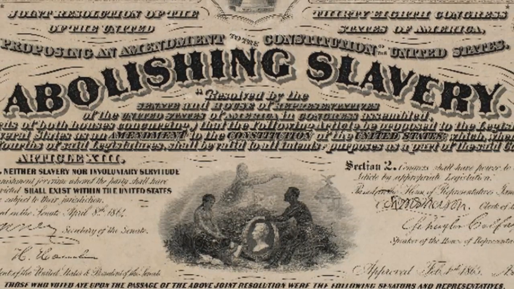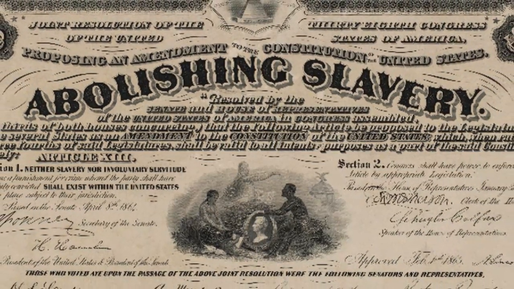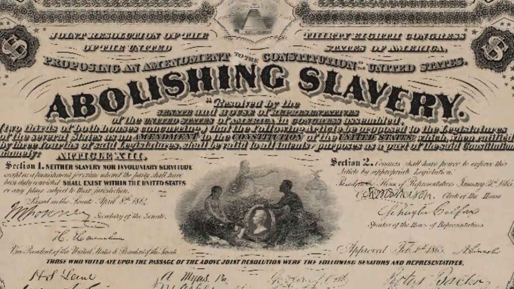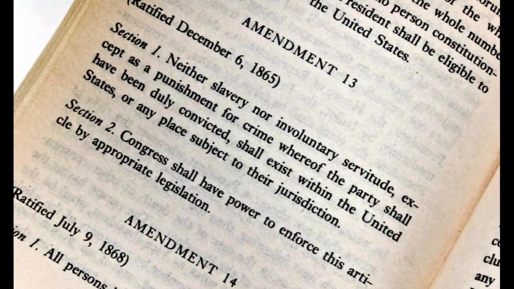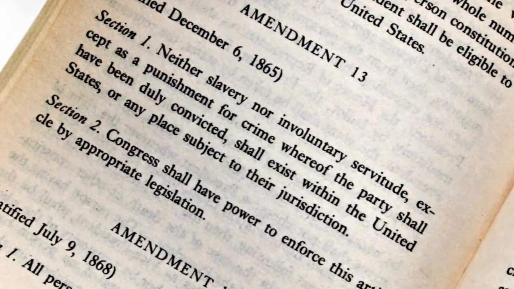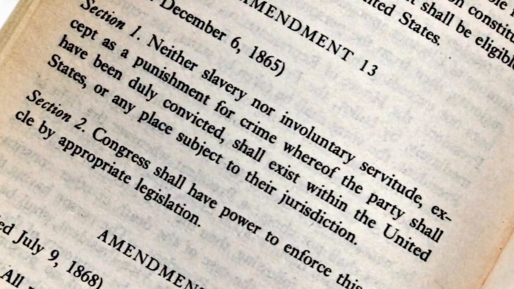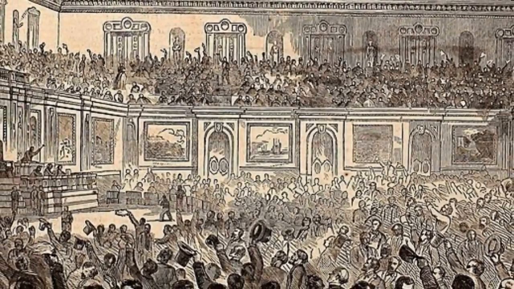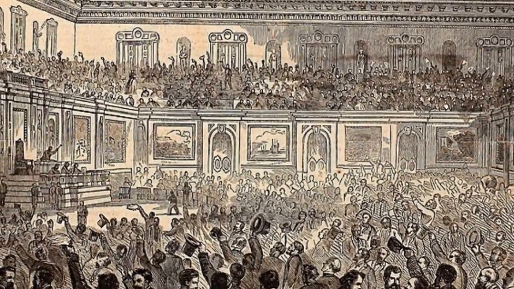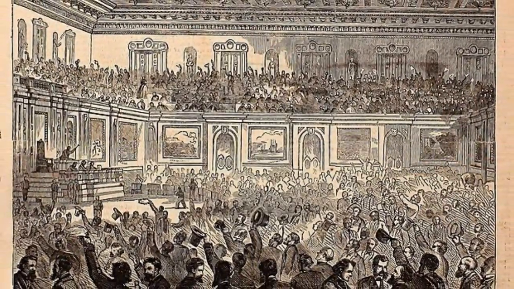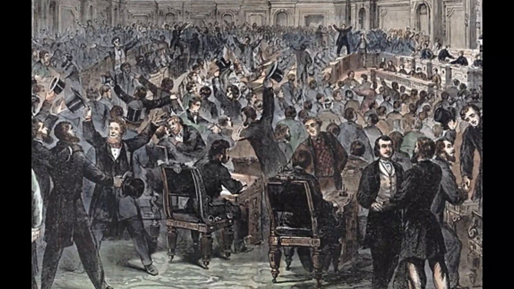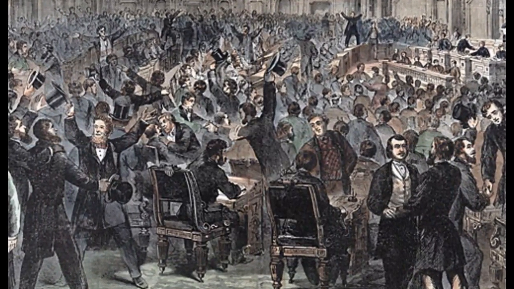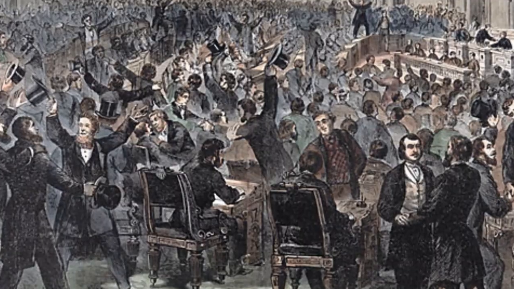The Civil War did not officially end slavery, but it did lead to the passage of the 13th Amendment to the U.S. Constitution. This amendment, ratified in 1865, abolished slavery and involuntary servitude in the United States. The 13th Amendment was the culmination of years of efforts by abolitionists and anti-slavery activists to end the institution of slavery in the United States. It was a momentous achievement, and it helped to cement the end of slavery as an enduring legacy of the Civil War.